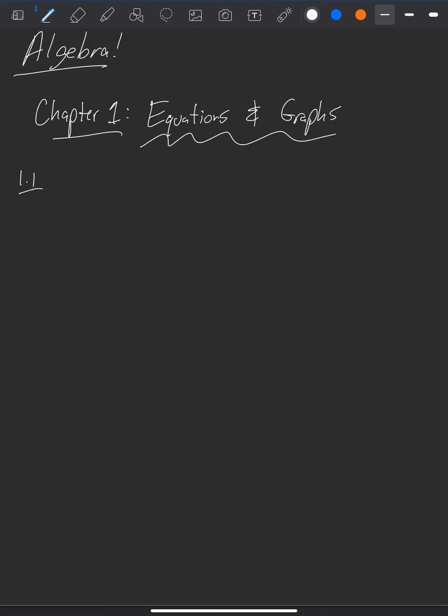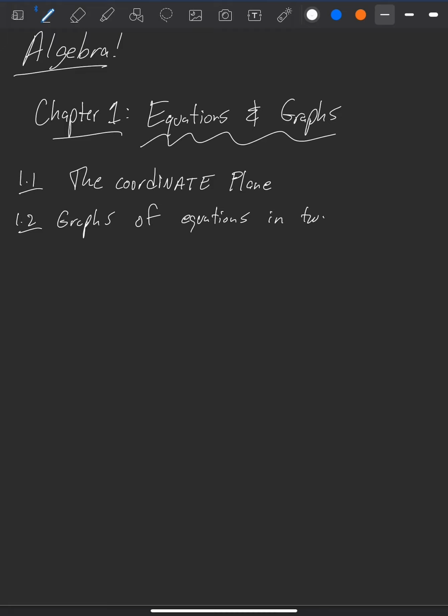The first one, 1.1, is going to be focused on the coordinate plane. And don't worry, we're going to be talking about that more in just a moment. 1.2 is going to contain graphs of equations in 2 variables. Circles. Forgot about the circles.